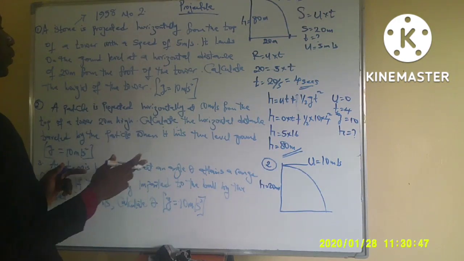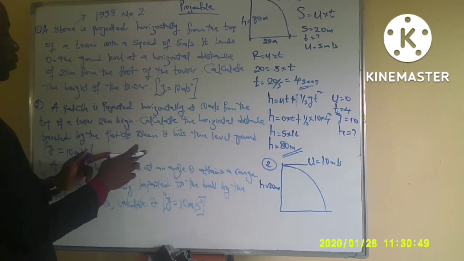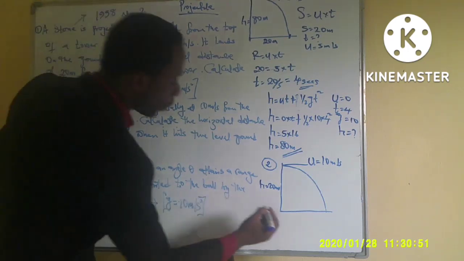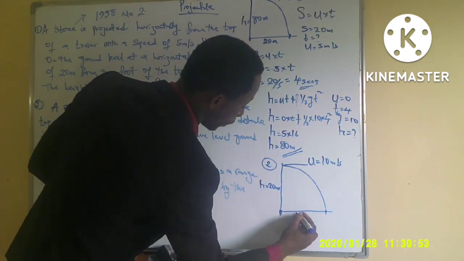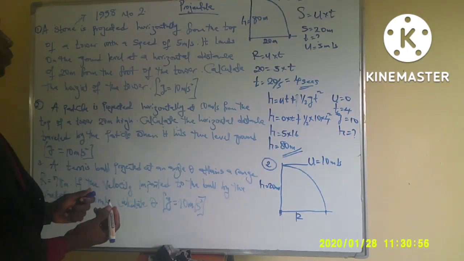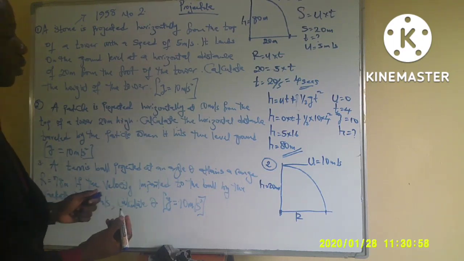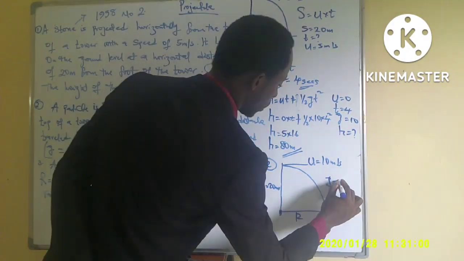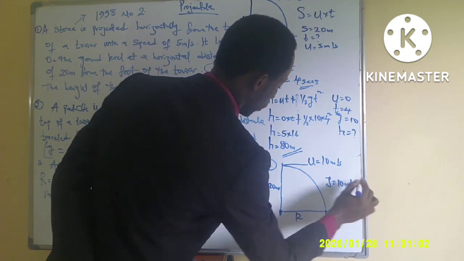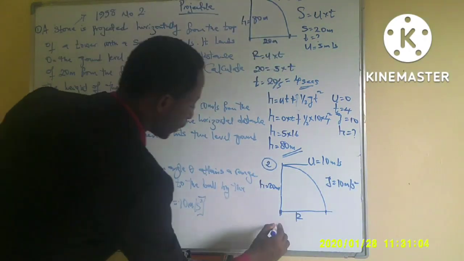Now, they say calculate the horizontal distance traveled by the particle when it hits the level. So when they say horizontal distance, what are we looking for? The range, the x. Now, do we know the time? No. They only give us the g. The g is 10 meters per second squared. So what's the range?